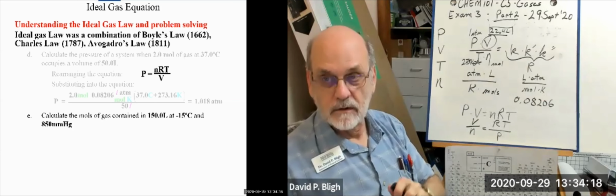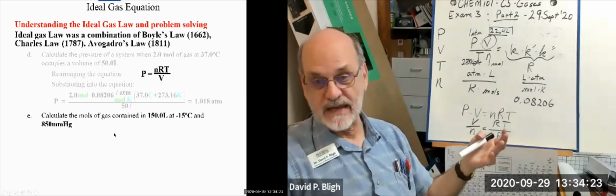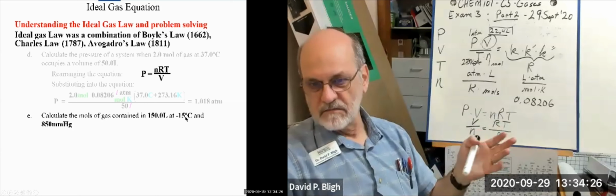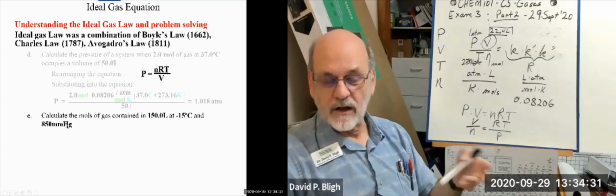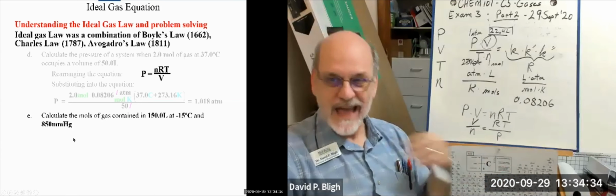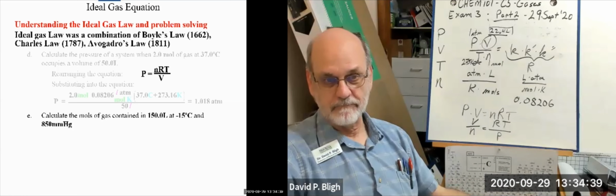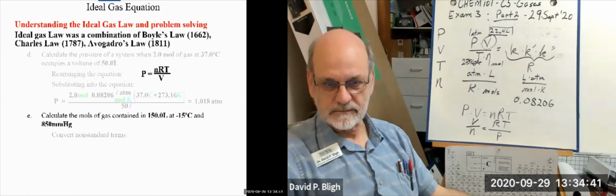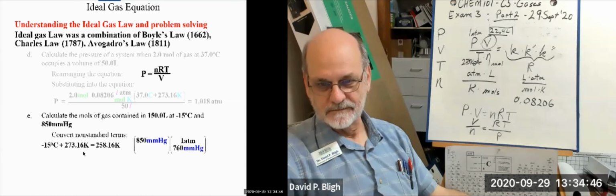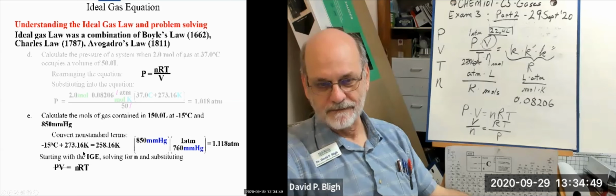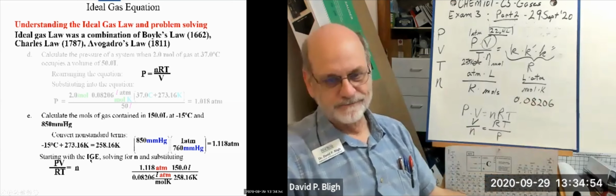That will tell you what conversions have to be made. Liters, it's already liters. Minus 15 C, add 273 because it's got to be K. 850 millimeters of mercury has to be atmospheres, so divide by 760. That gives you atmospheres. Then you can solve the problem. IGE means ideal gas equation.